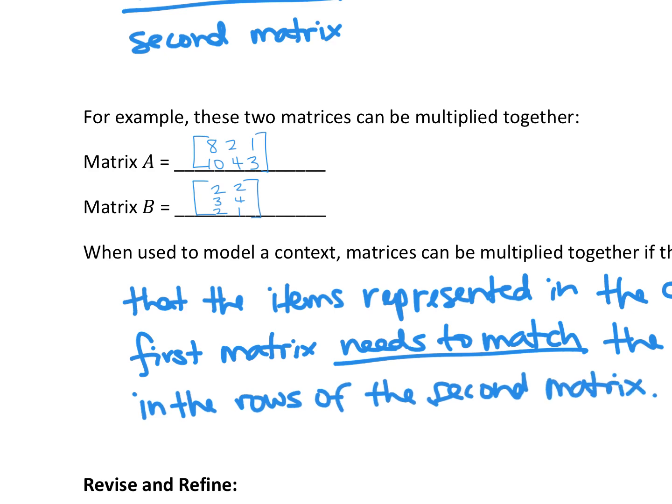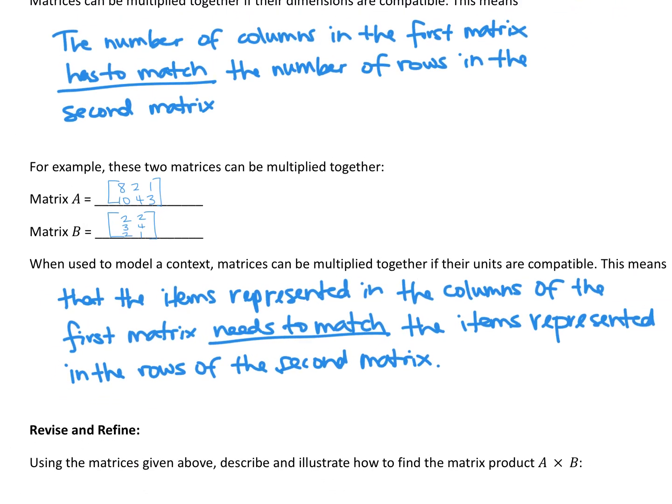Okay, so that is really, really important. So I'm going to go back to number 3, because number 3 was an example where we were able to multiply the matrices. And I'll talk about what this means, that when used to model a context, matrices can be multiplied together only if their units are compatible. So let's go here and see what that means in number 3.